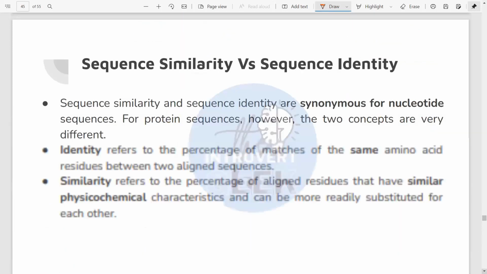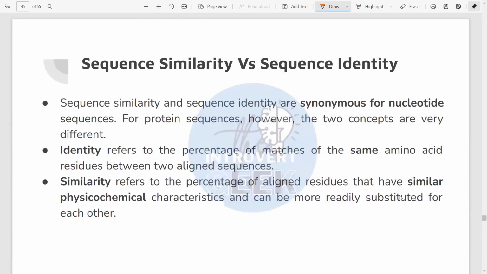Before going on to that, let us understand the two related terms, sequence similarity and sequence identity. We have also done this with respect to DNA. Hopefully, when I say these terms, you remember it. If not, go to the previous video and check it out. So sequence similarity is nothing but the similar sequence, right? The sequence identity is the exact same sequence.